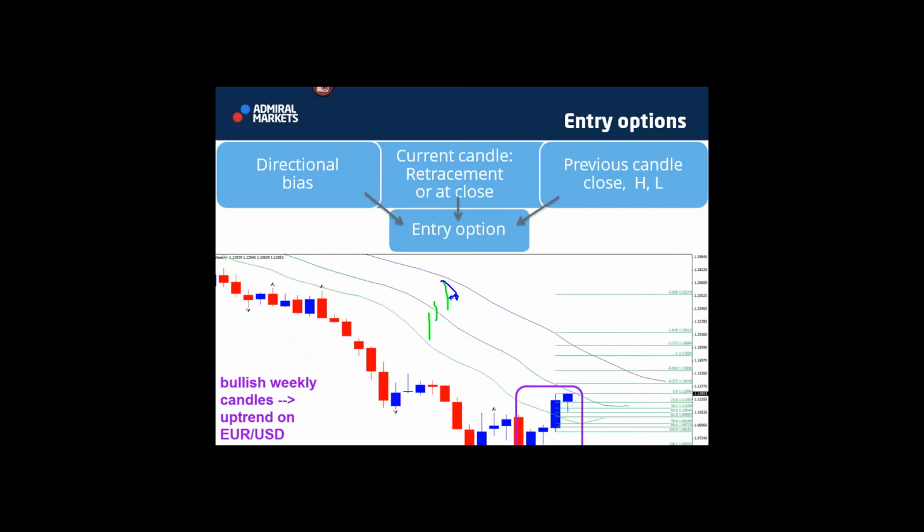I do not take the candle close if there's been already a substantial move in one direction. So if there have been a couple of candles like this, and I'm thinking about trading this candle right here, I would want to see a retracement because I've already seen a substantial move down.